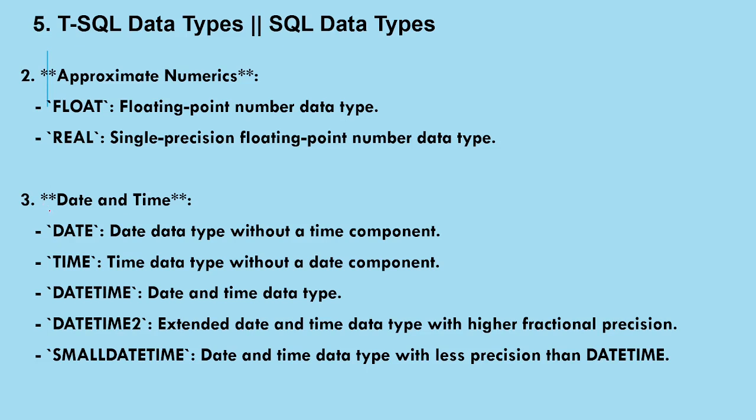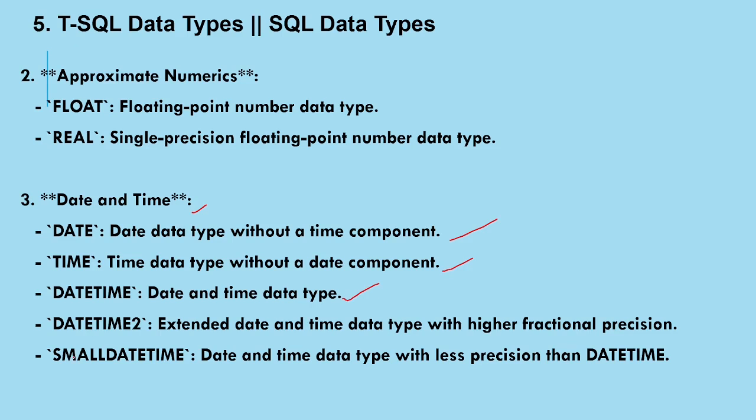So the next data type is date and time. Date is a data type without a time component. Okay, without the time component, in whatever format we can use the date data type. Time is a data type without the date component, to only fetch the time. For both date and time together, we have datetime.